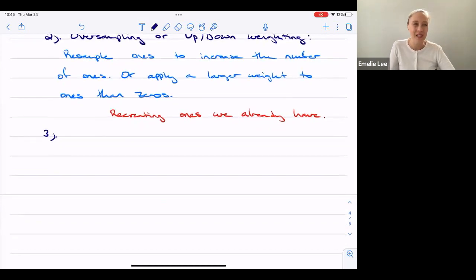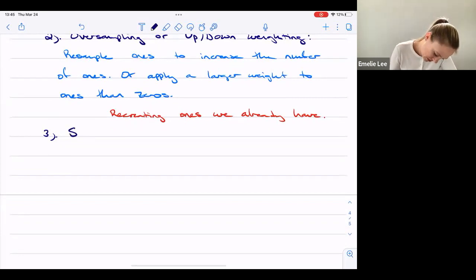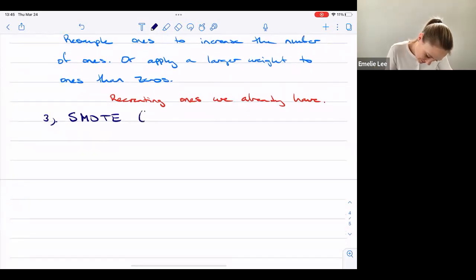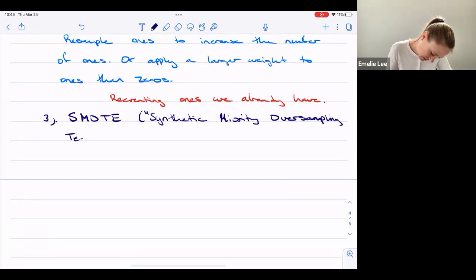So the next one is more sophisticated. It's called SMOTE, and I cannot remember what it stands for because I didn't write it down. So I'm going to look it up here just briefly. Sorry. Synthetic minority oversampling technique, obviously not obvious.